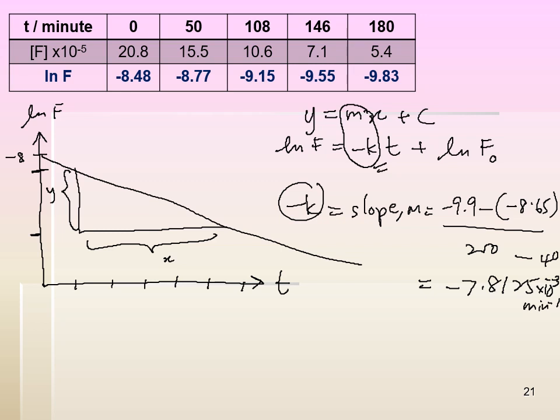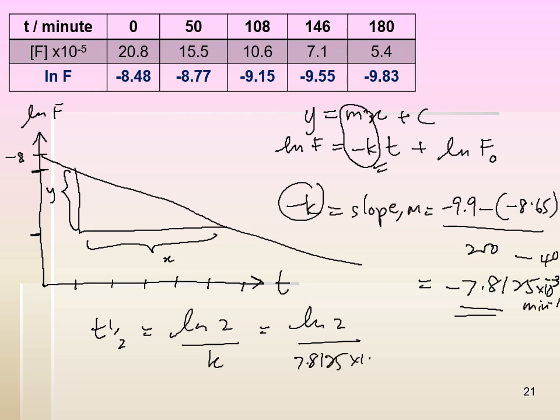So I'm just going to take the positive value to be inserted into the half-life, ln 2 divided by k. So half-life would be ln 2 over 7.8125 times 10 to the power of negative 3. This would give us 88.72 minutes. So this is how you answer the question by using the linear graph method.